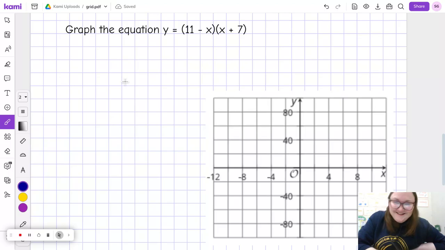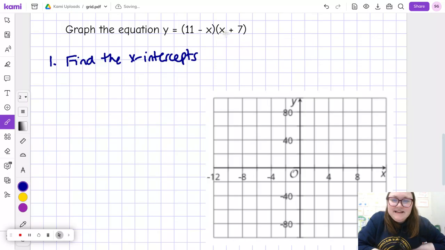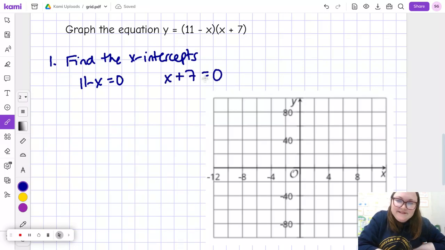So now that you've tried it, we're going to go ahead and go through the same steps to graph this equation in factored form. We said the very first thing we need to do every single time is find the x-intercepts. In order to find our x-intercepts for this equation, you set each factor equal to 0. So I'm going to do 11 minus x equals 0 and x plus 7 equals 0.